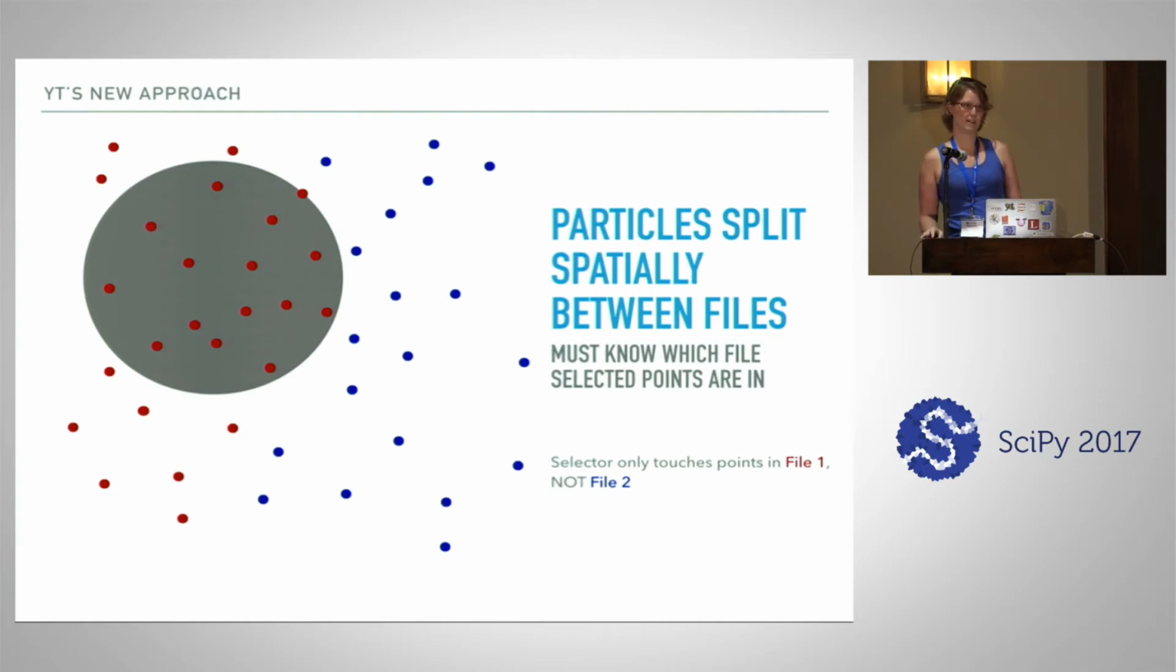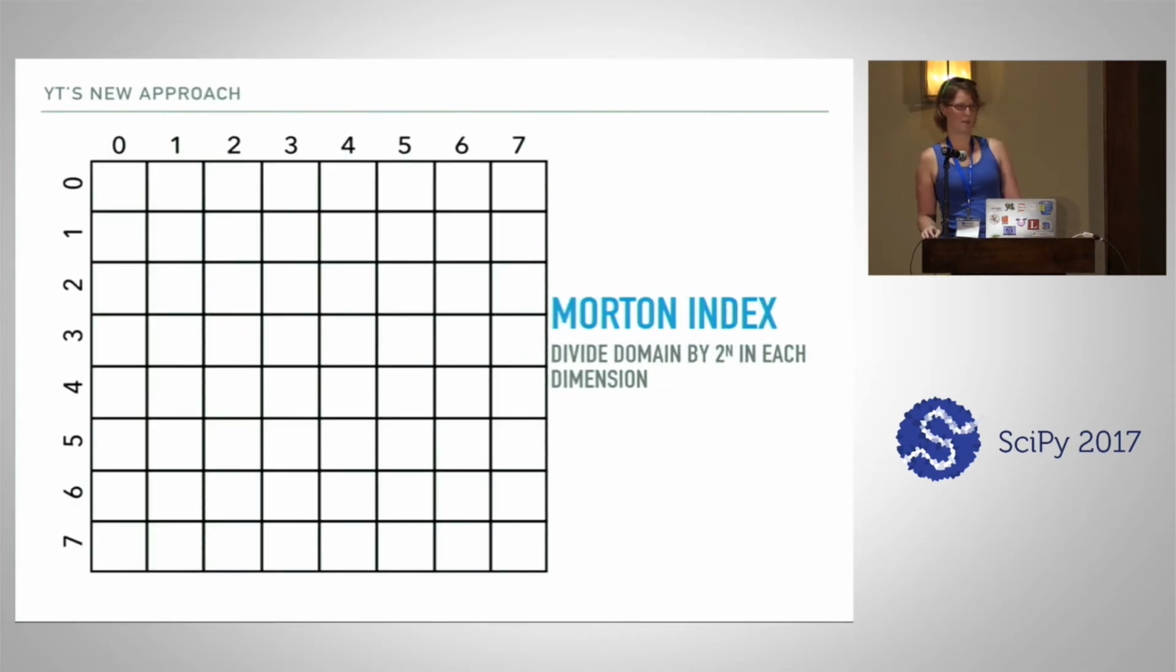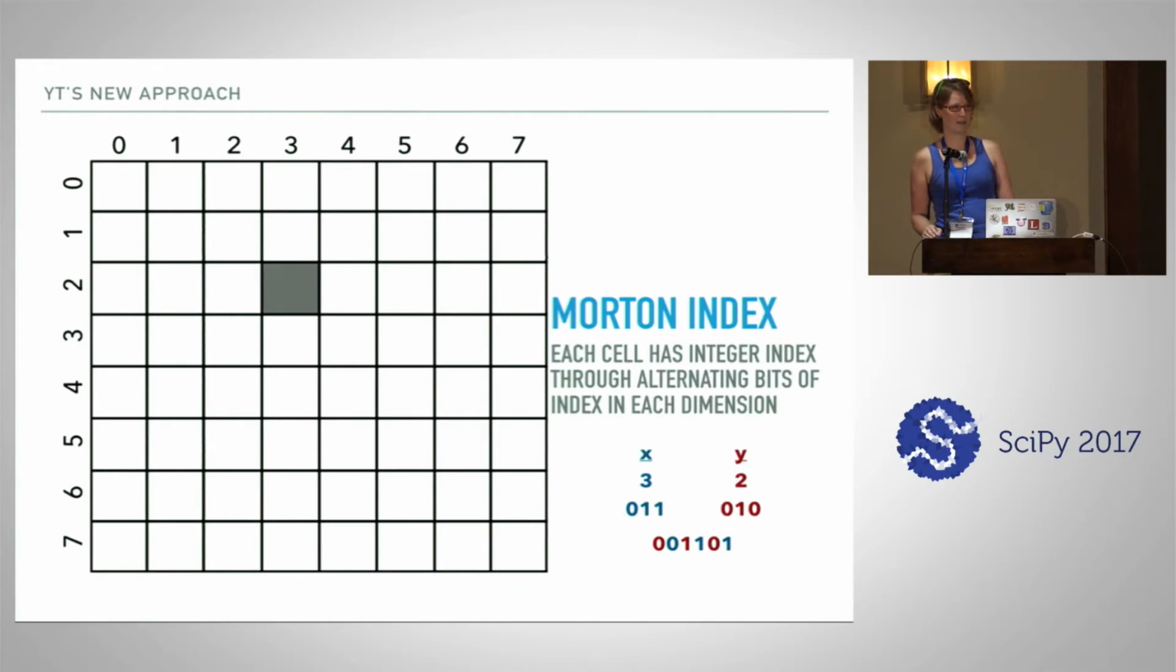So in order to get all of the data for this selection, we only need to really load one of the files in the data set. So we just need to track what parts of the domain are touched by each of the files. And we are doing this by using a Morton index. So for those not familiar what a Morton index is, or a Morton order, we divide up the domain into these cells. And each cell has a unique index that can be obtained by interleaving the bits of the index in each of the dimensions.